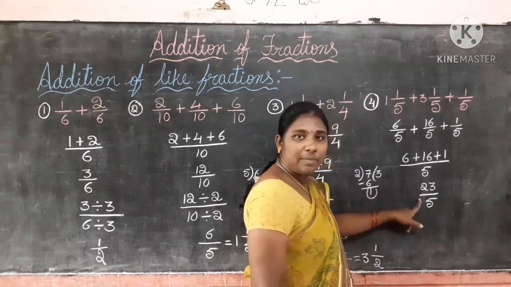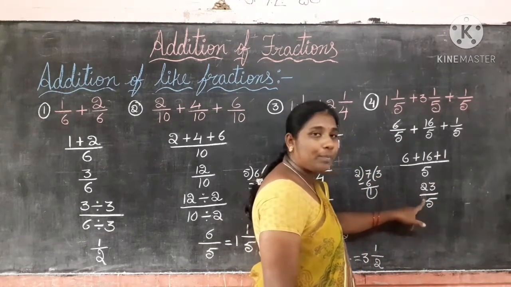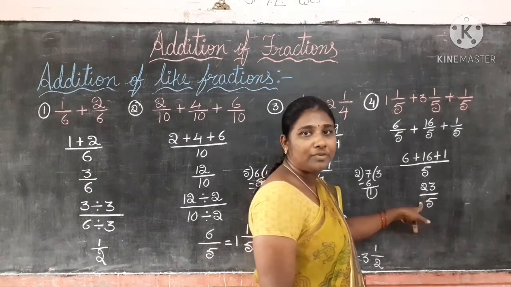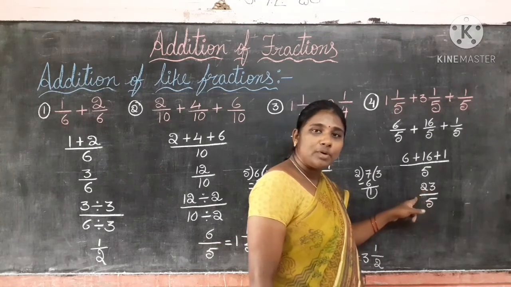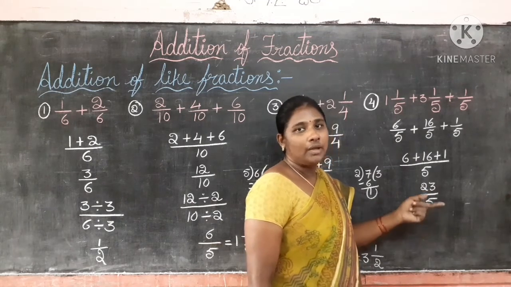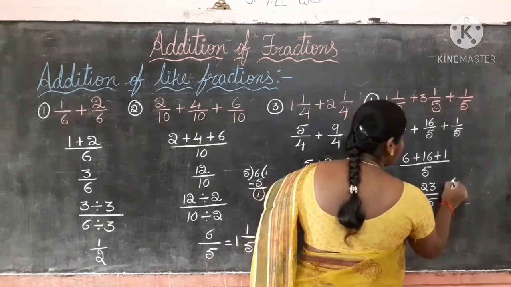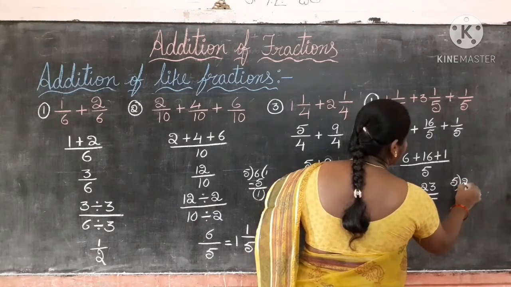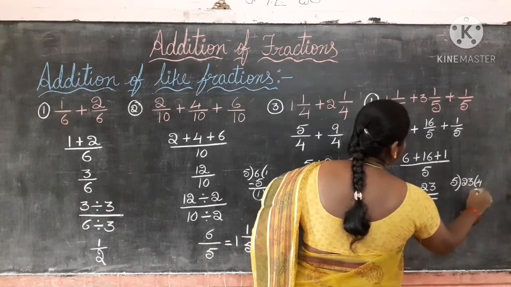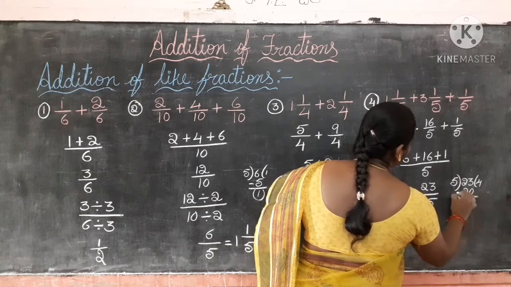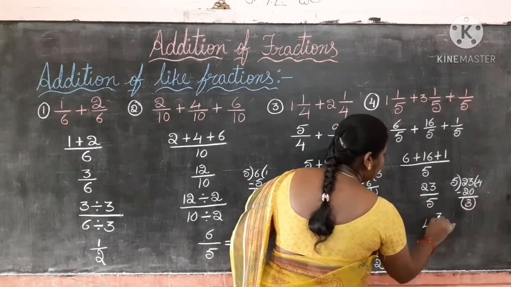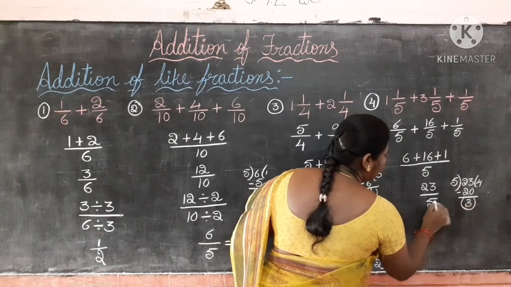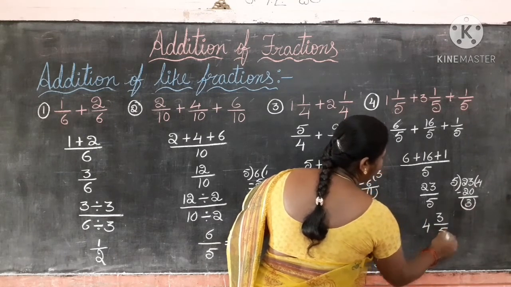So 23 by 5. It is an improper fraction. How are we saying it is an improper fraction? The numerator is greater than the denominator. So this improper fraction we have to convert into a mixed fraction. So division: 5 4s are 23. So 4 is the whole number, 3 is the new numerator, and the denominator is 5.